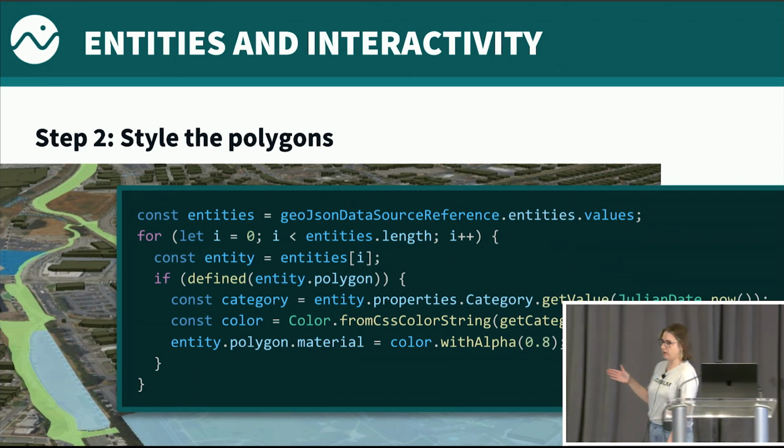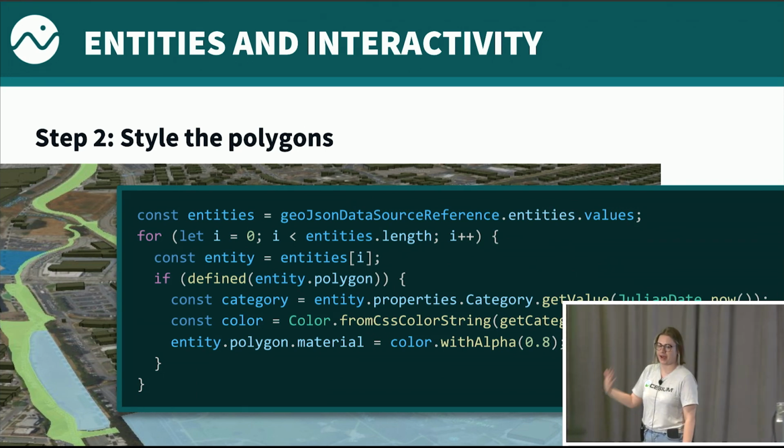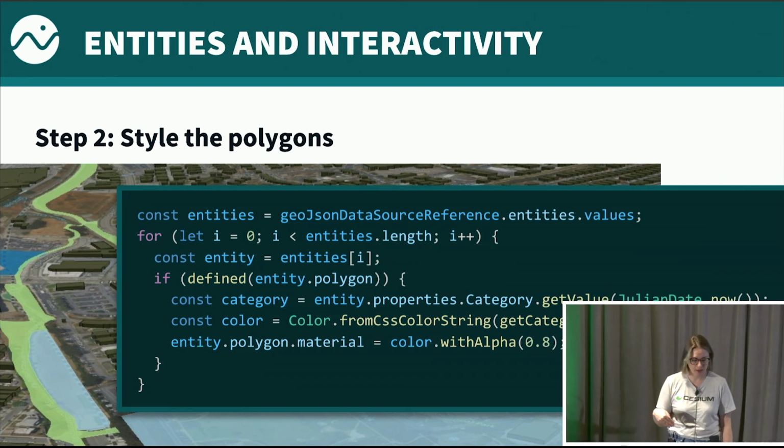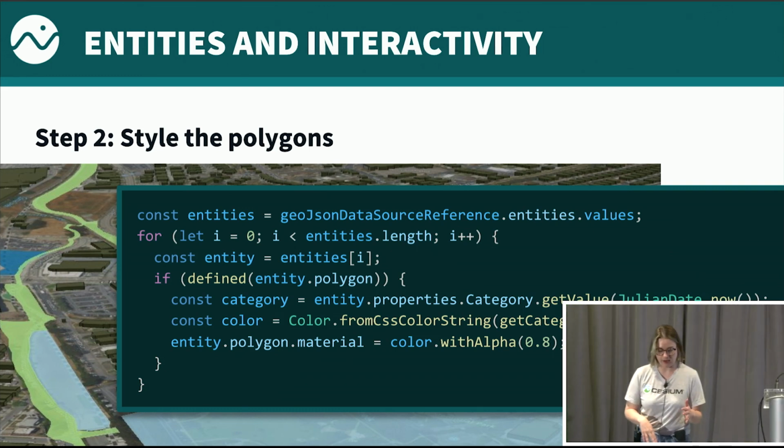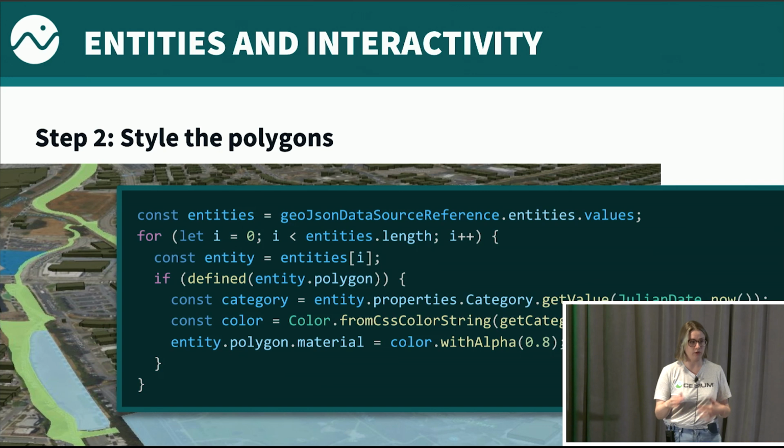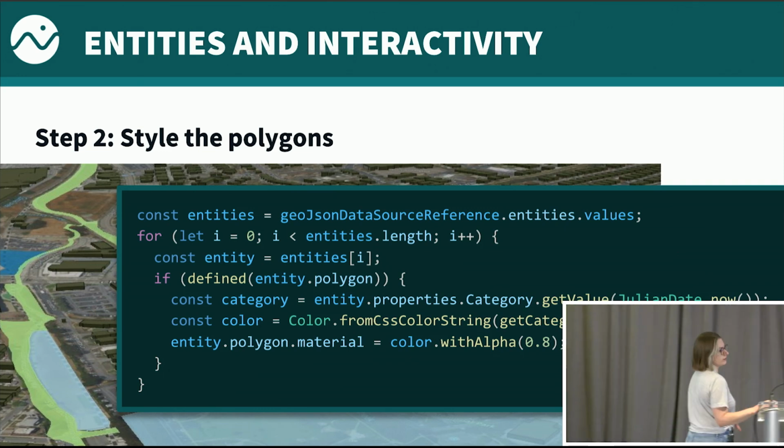Then the next thing we are going to do is actually apply that palette to our data. And the entity system, the entity API, which I talked about before, the data source API that we use to load the GeoJSON data builds on top of that. So we can jump into it, pull out the individual entities, and then iterate through them all in a for loop and make modifications. So that's what we're going to do in this step.